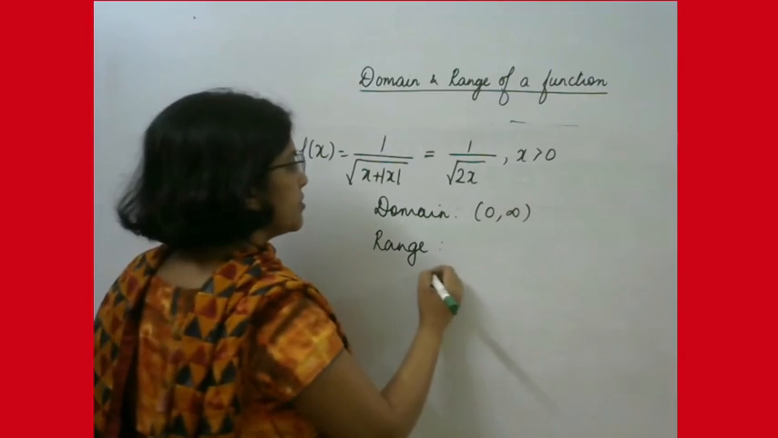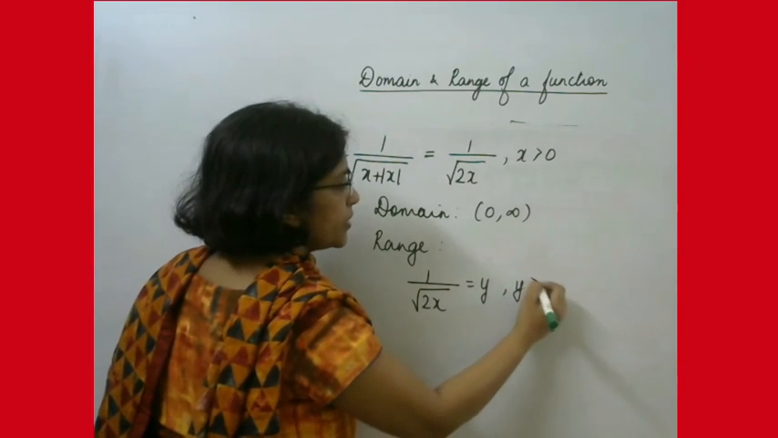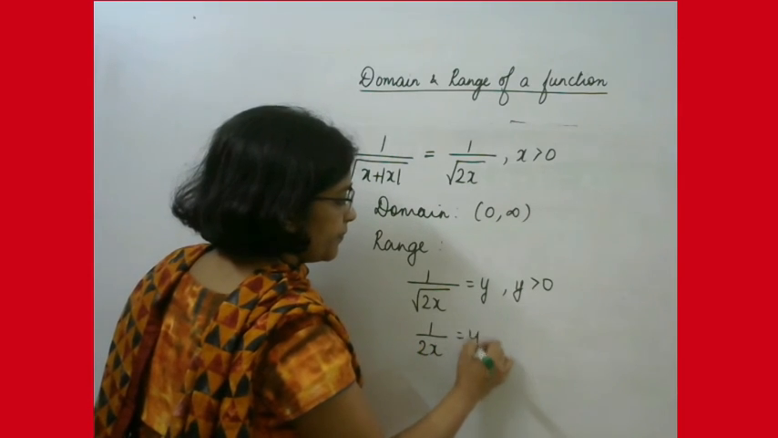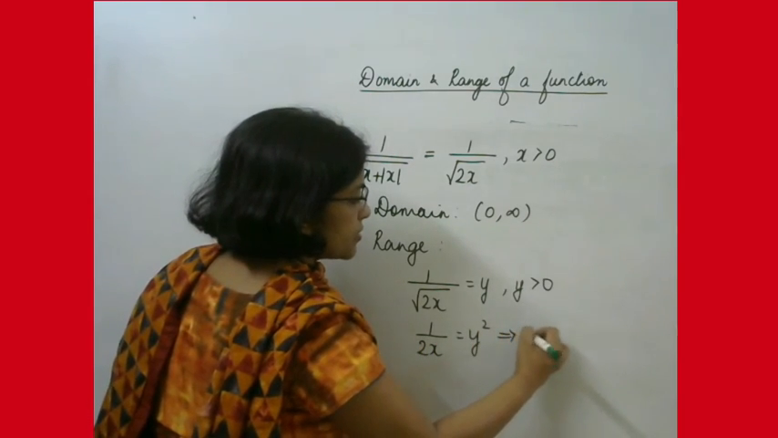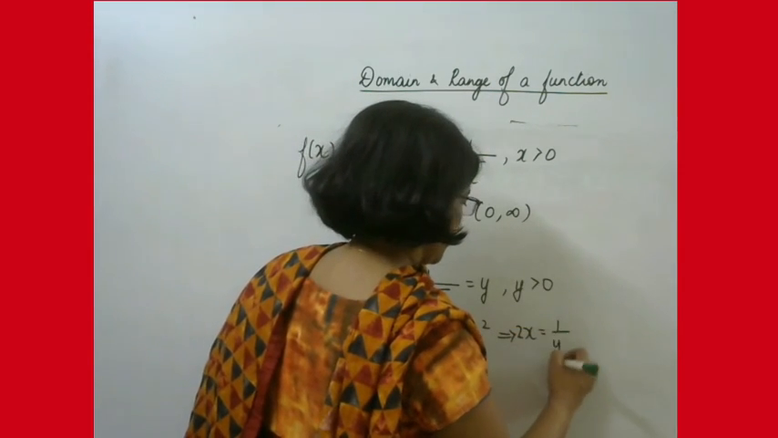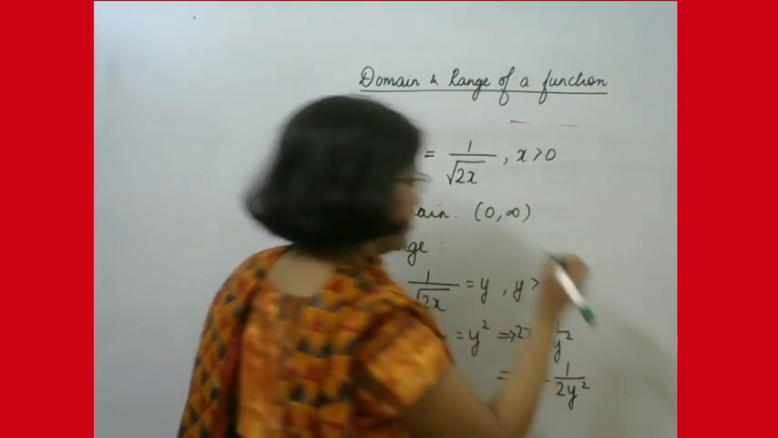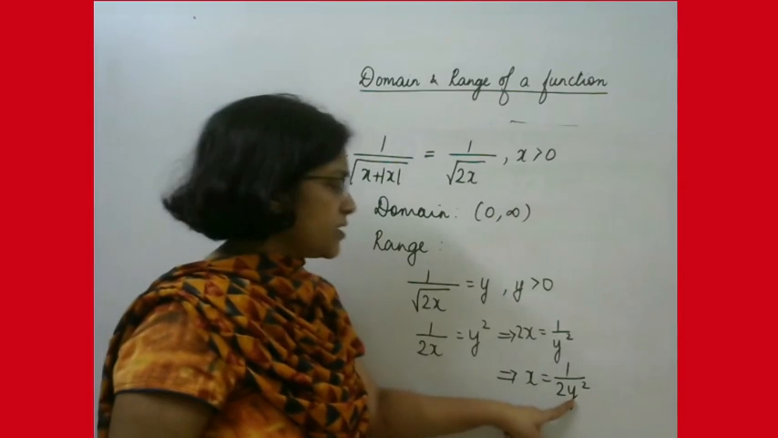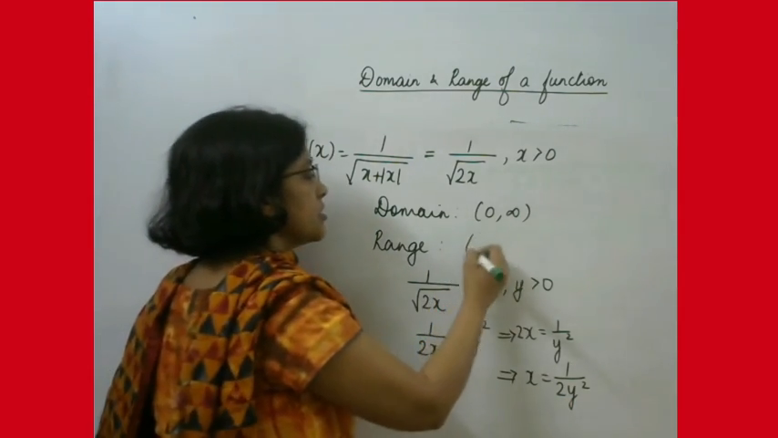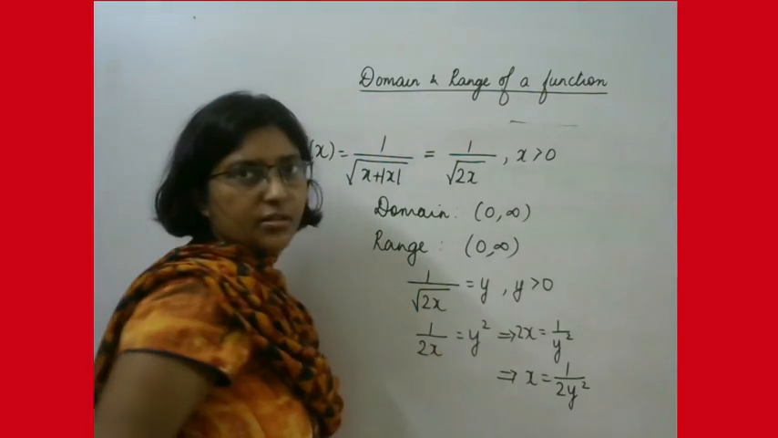Now let's find the range. To find range, as usual, let's equate it to y, and we know y is going to be greater than 0. Squaring both sides and finding x from here, x is 1 upon 2y square. Y is non-zero, so this is going to be defined. Also it is positive, so the range is 0 to infinity. Both domain and range are the same.